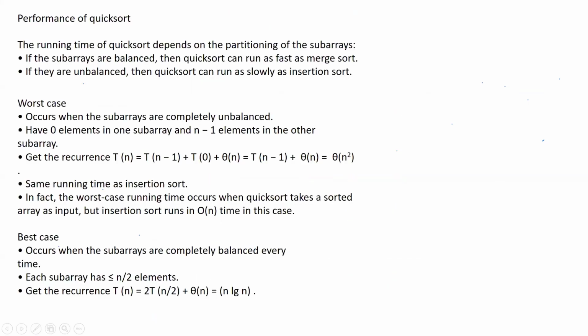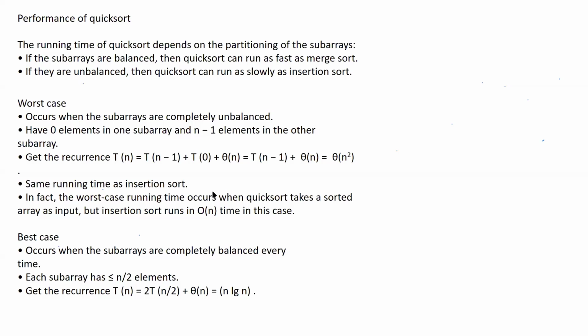So now we have to discuss the performance analysis of quicksort. The running time of quicksort depends on the partitioning of the subarray. If the subarrays are balanced, then quicksort can run as fast as merge sort. If they are unbalanced, then quicksort can run as slowly as insertion sort. The worst case occurs when the subarrays are completely unbalanced, having 0 elements in one array and n-1 elements in the other array.